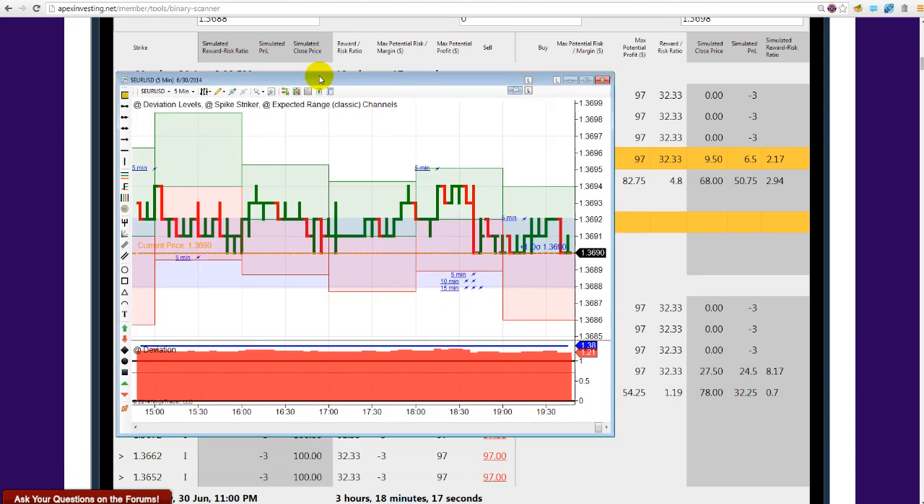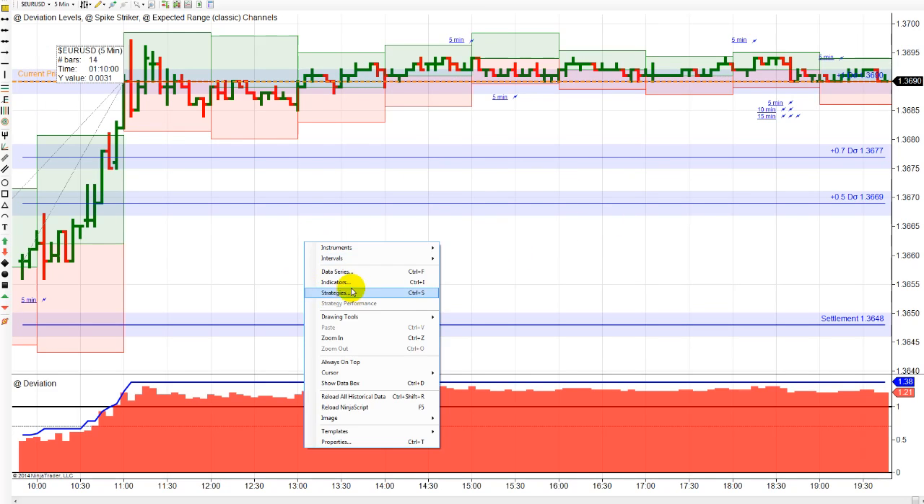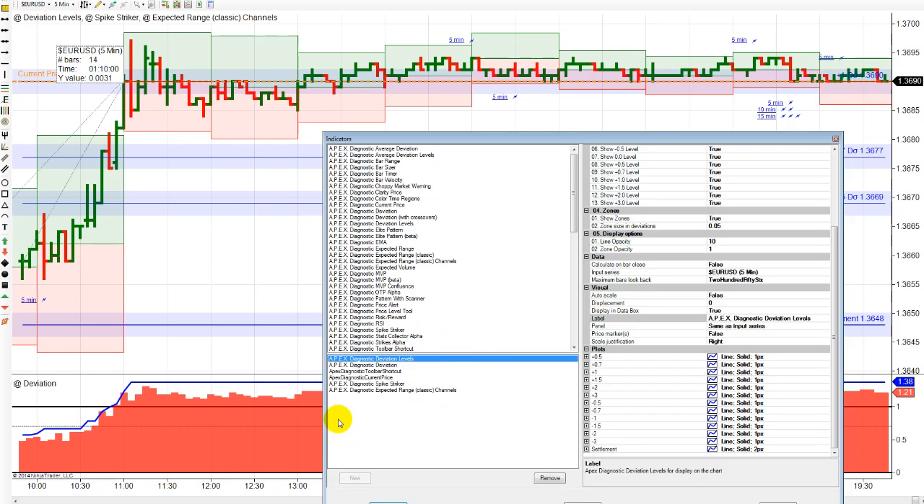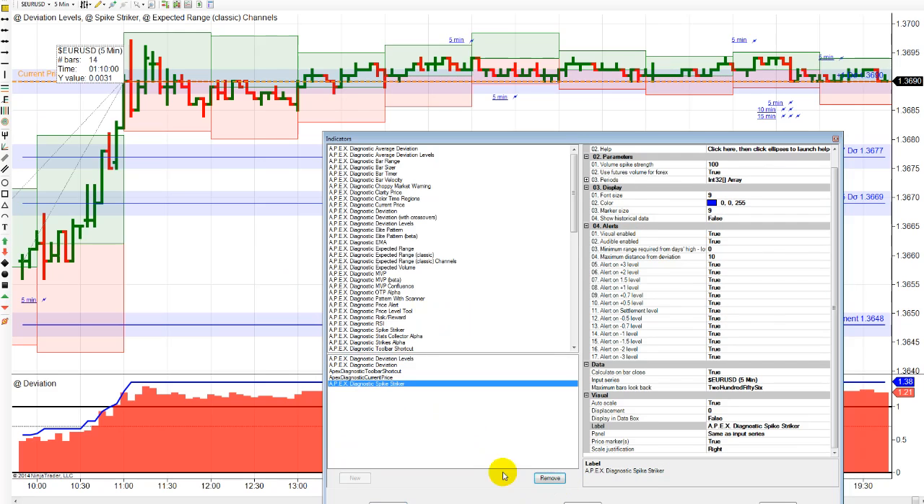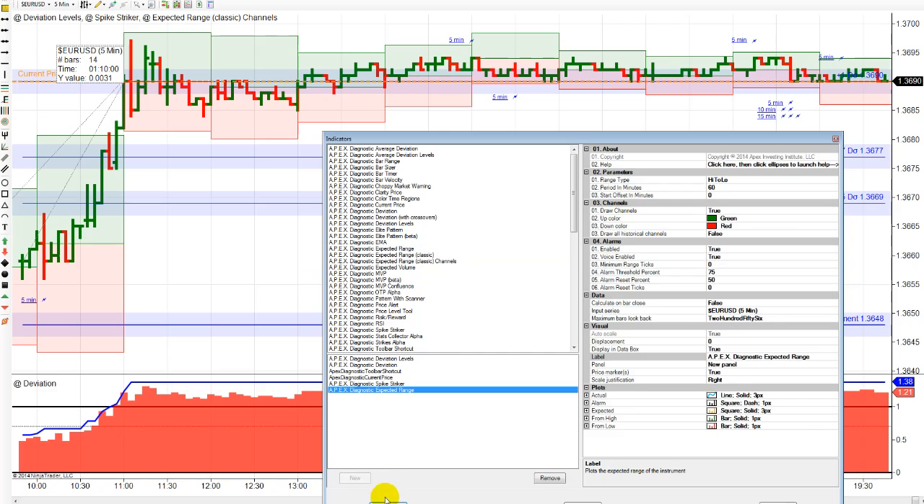So if we go over here, let's look at this just to give you an example. And what's the expected range? Here, let me get rid of that. Add this on real quick.